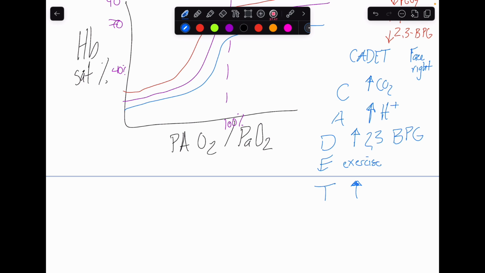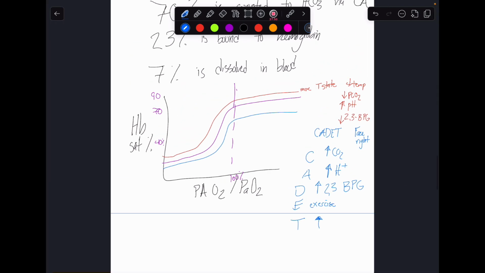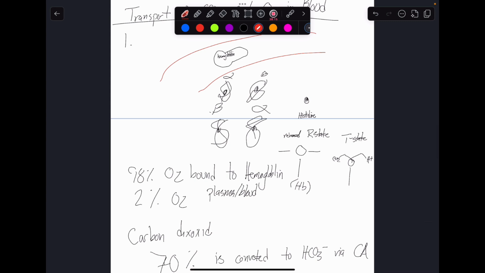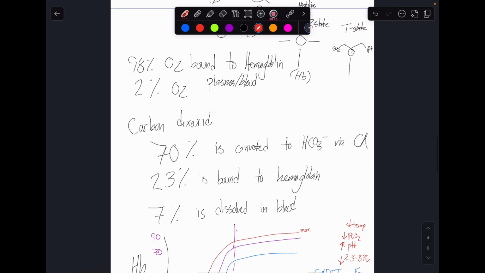Not T. Jeez Louise. So left is you're inhibiting O2 unloading. So yeah, more T state. Or wait, inhibits O2 loading. So, relaxed R state. So R state, oxygen can bind onto it. So yeah, left is your more R, right.